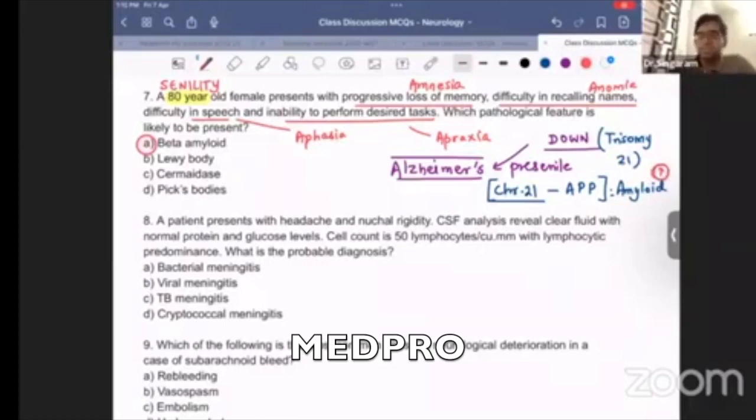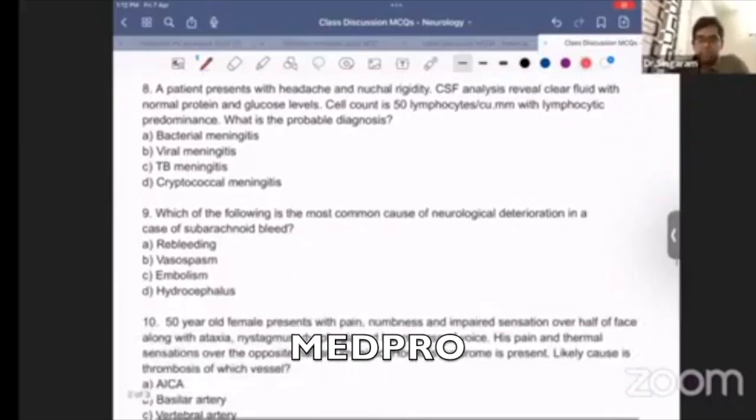I hope you are able to follow this, doctors. Yes? Okay, fine. That will be question number 7. It's a straightforward Alzheimer's disease patient, which is given in the features. Question number 8. A patient presents with headache and nuchal rigidity. Nuchal rigidity is a sign of meningeal irritation. You have to think about meningitis in this particular question.